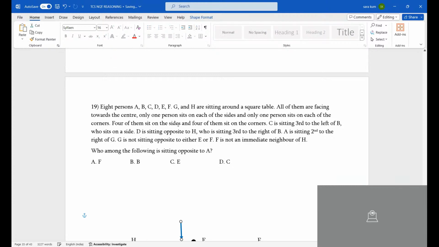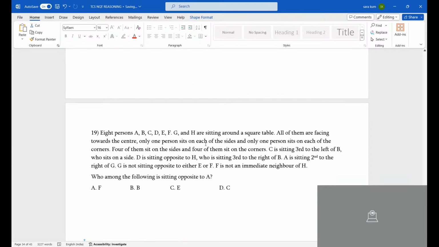Eight people are sitting, all of them are facing towards the center, only one sits on each of the sides, only one person sits on each of the four corners. Try this, guys. Or we'll try this together, and we'll see. I think this could be the last question for today. Eight persons, A, B, C, D, E, F, G, and H, are sitting around a square table. All of them facing the center.